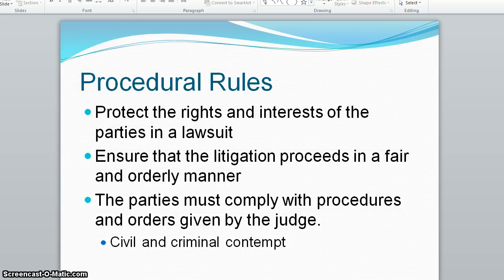Both parties must comply with procedural rules, which keep the process orderly and fair, protect their rights and interests, identify the issues at hand, and set procedures for the jury and trial. If a party does not follow the judge's rules, the court can cite that person for contempt. Civil contempt involves ignoring or defying a court's order to benefit another party. Criminal contempt involves obstructing justice or disrespecting the court.